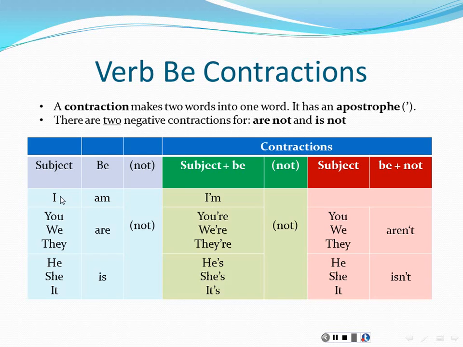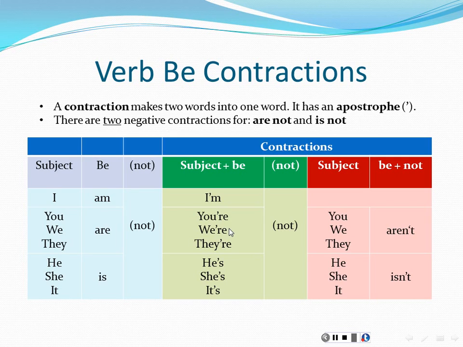So this one we call it I am, while this one I'm. The second one, what we did, we deleted A again. Here the first letter, again we deleted it. We deleted the first letter as we did here with am, we did also with R. So you're, we don't say here, we say we are, you are, while here we say you're not, while here we say you are not. Here we say with contraction, we say you're not a teacher, you are a student. You're not a teacher, you're a student.